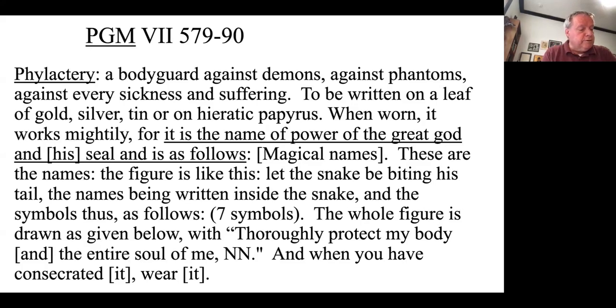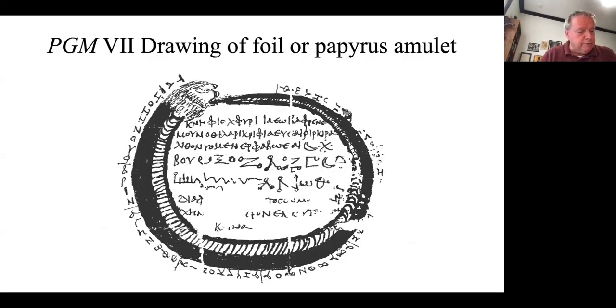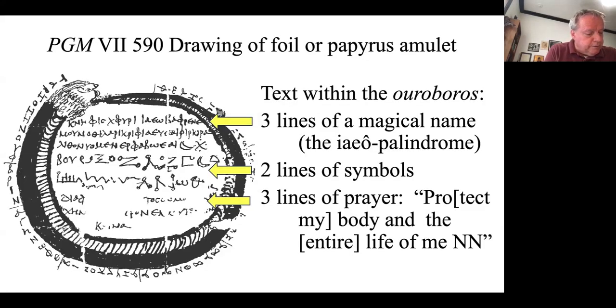Then there's 7 symbols. The whole figure is drawn like this, as given below, with the request, thoroughly protect my body and the entire soul of me, so-and-so. And when you have consecrated, wear it. As promised in the recipe, the papyrus also includes this full diagram. Along the periphery, we see another Ouroboros serpent with its head on top, as is usually the case, and in the center, a similar pattern of text, followed by symbols, and then again by text.